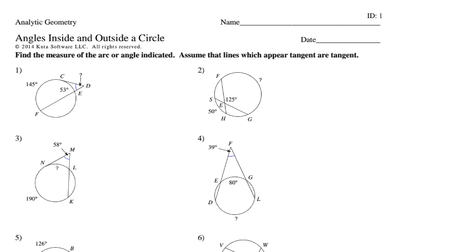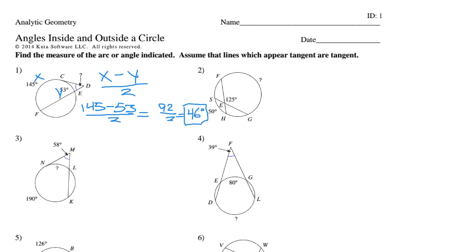So let's look at doing these. We've got one down here. This is a case where we are cutting off the circle twice. This is going to be an x minus y over 2 case. In this case, our big arc, the x, is 145 and the y is 53. So we got 145 minus 53 over 2, and let's see, 145 minus 3 is 142, minus 50 is 92, over 2 equals, looks like 46 degrees. This is going to be our answer there.